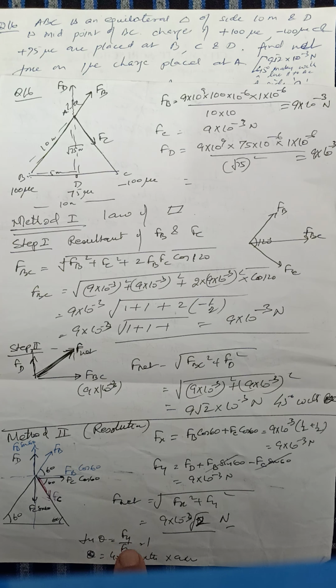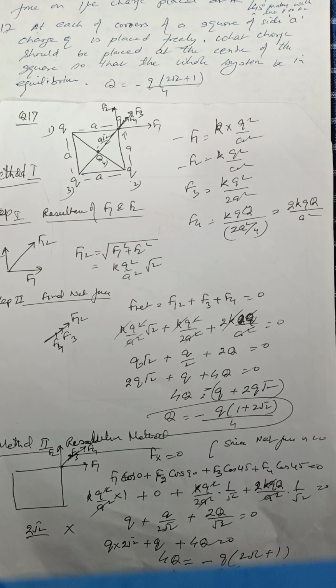Now the last question is question number 17. It says that at each of the corners of a square of side A, charges plus q coulomb are placed freely. What charge should be placed at the center so that the net force on the system is 0? The whole system is in equilibrium.